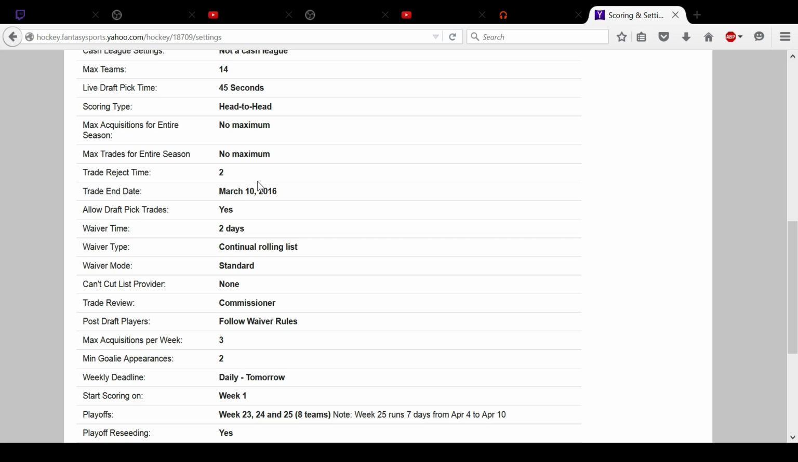Trade reject time, that's an important one. That basically is the amount of time in which people can object to a trade that's been made. So I find 2 days to be pretty short. That basically means that you're going to have to be checking the pool at least once every 2 days if you want to make sure a sketchy trade gets vetoed or objected to.